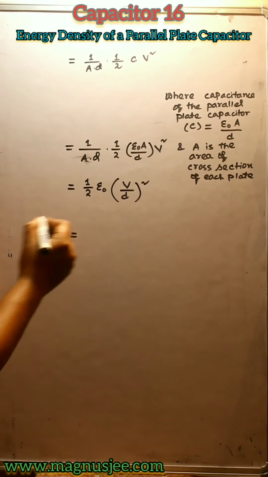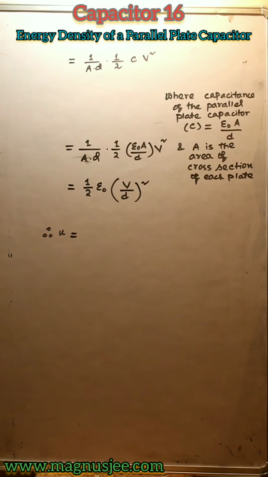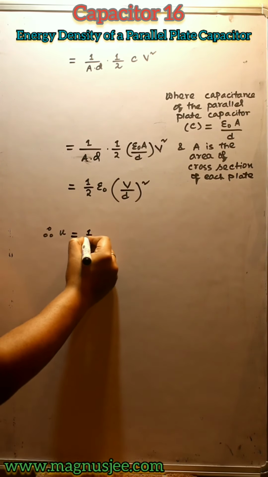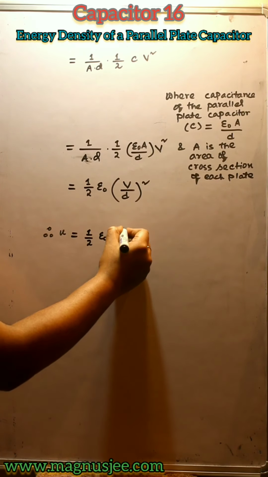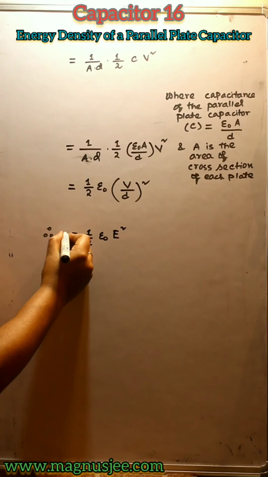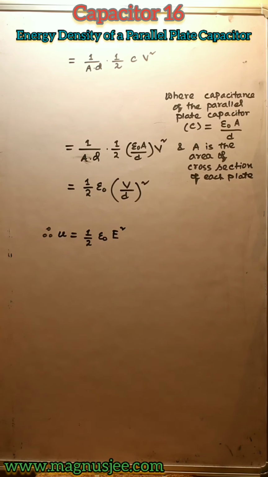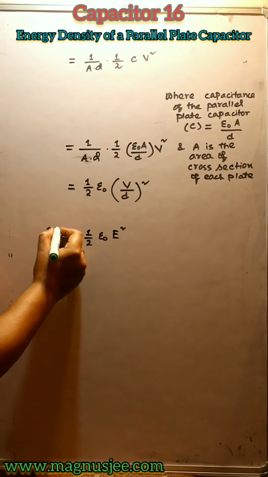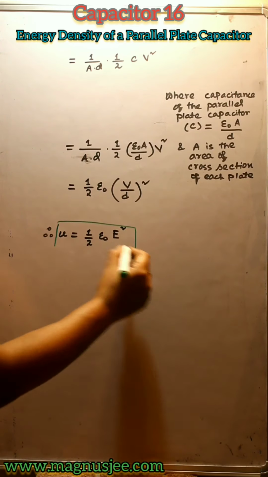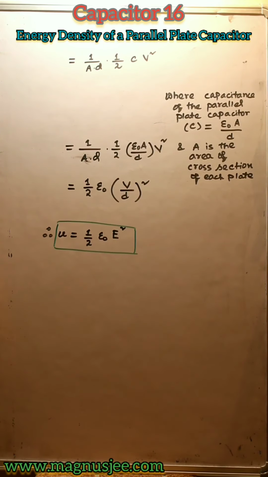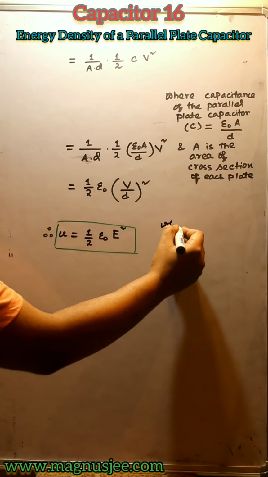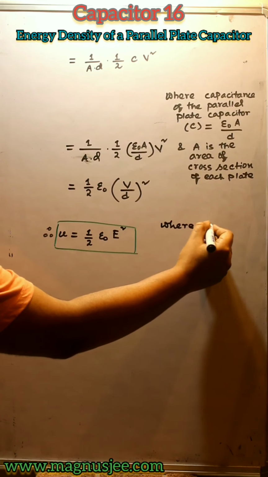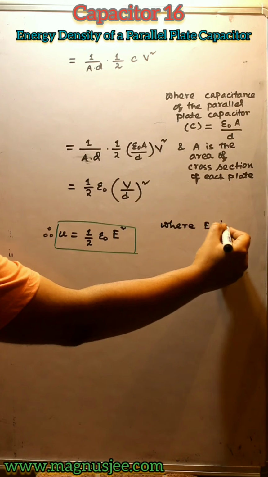So therefore small u equals 1 by 2 epsilon 0 E square. This is small u, that is the energy density in this parallel plate capacitor, or energy density of a parallel plate capacitor, where E is the electric field intensity.